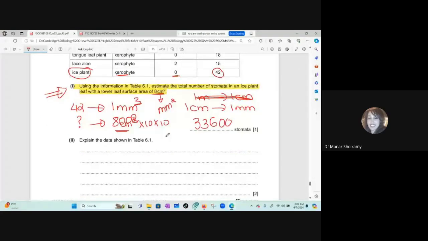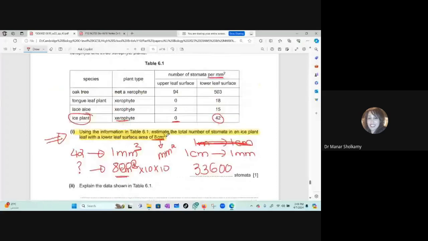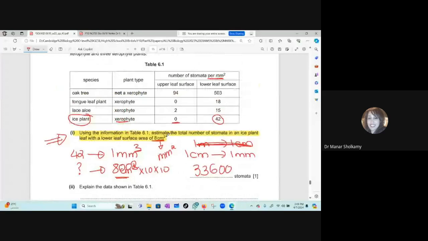Now the last question. Hopefully, we have another question. Oh my God, the exam is so long. Explain the data shown in table 6.1. So go to the data and just explain it and give numbers.